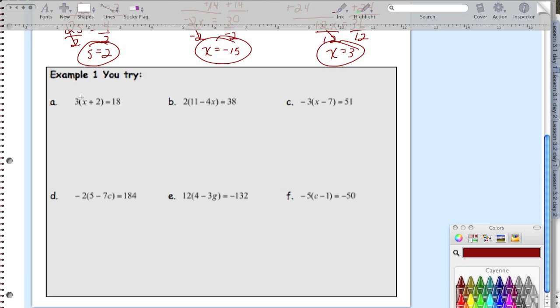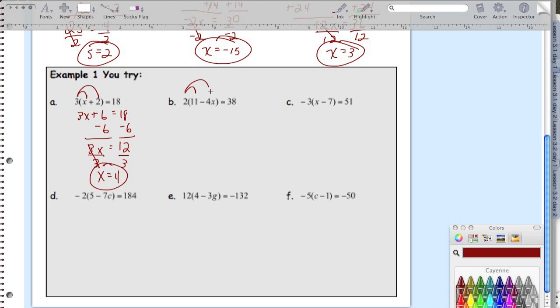All right, letter A. So I'm going to distribute, and I'm going to get 3x plus 6 is equal to 18. Subtract 6 on both sides. 3x is equal to 12. Then I'm going to divide to get x by itself. X equals 4.